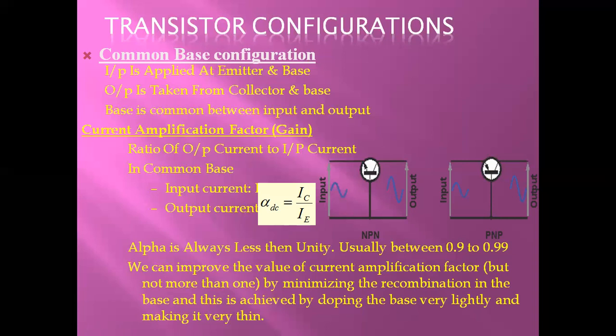To improve the current amplification factor, we minimize the recombination in the base, and this is achieved by doping the base very lightly and making it very thin. So better amplification is achieved by doping the base lightly and making it very thin. So in the common base configuration, the input is applied at emitter and base, and the output is collected at the base and collector.